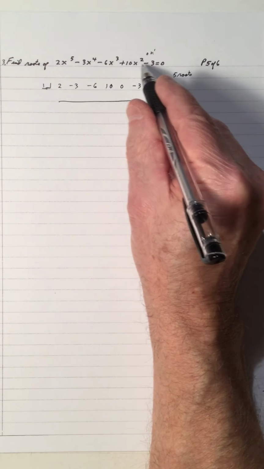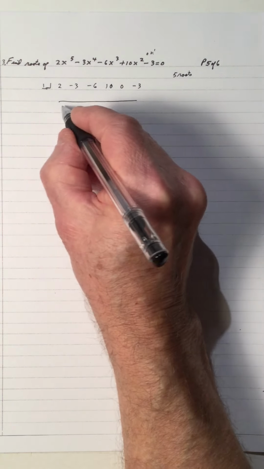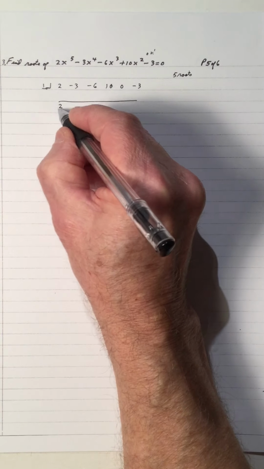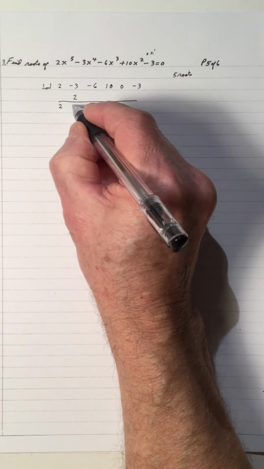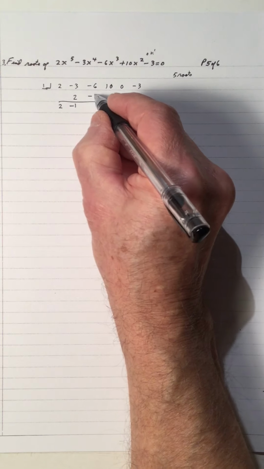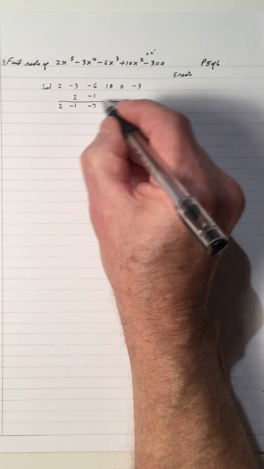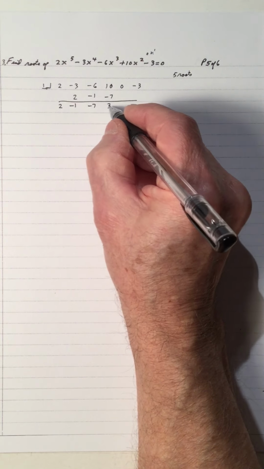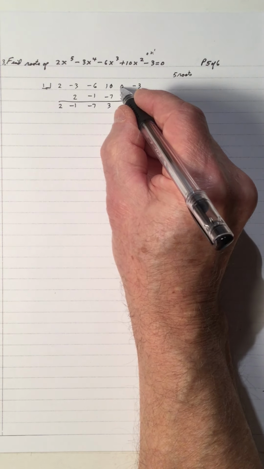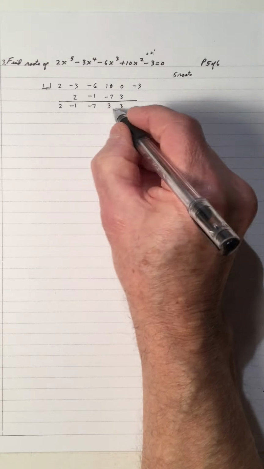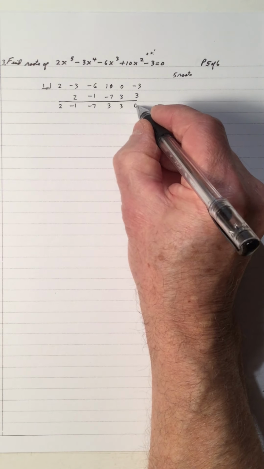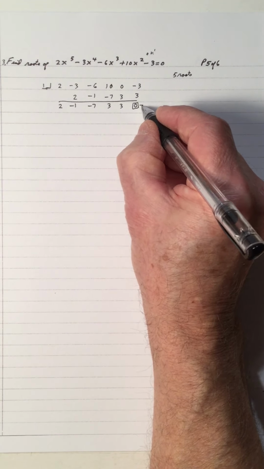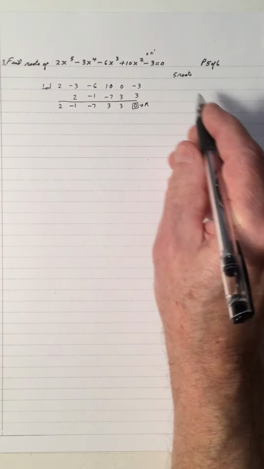Now I know because they add up to 0, I know 1 is a root. So that's a 2. Bring down your 2, multiply, 2, add, -1. Multiply, -1, add, -7. Multiply, -7, add, 3. Multiply, 3, add, 3. Multiply, 3, add, 0. So I knew that I was going to get a 0 remainder.